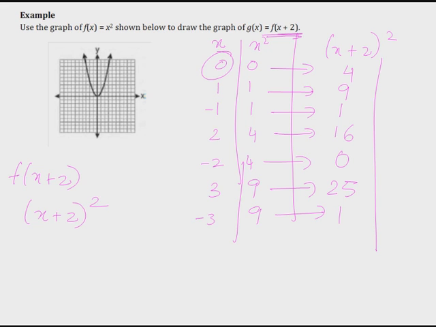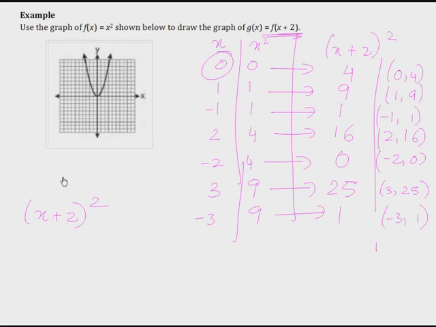Well, anyway, let's plot these points. What are the points? First point is (0, 4), (1, 9), (-1, 1), (2, 16), (-2, 0), (3, 25), and (-3, 1). So these are the points I have to plot. Let me make some space for these points. I'll erase this. I don't need it.